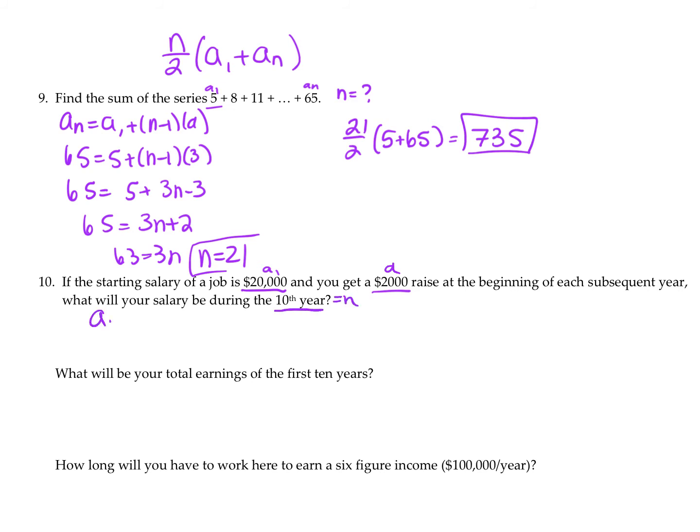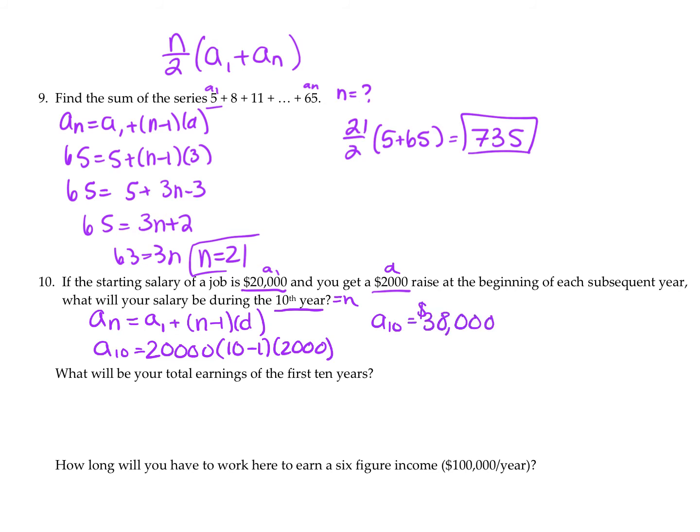So we're going to again use our explicit formula and figure out after 10 years, starting at $20,000 and going up by $2,000 a year, how much my salary will be. And after 10 years, it would be $38,000.